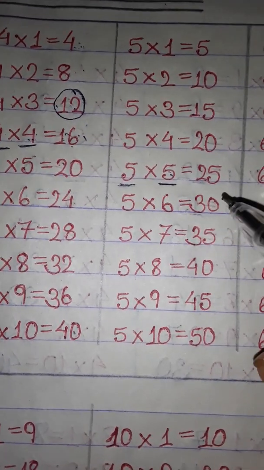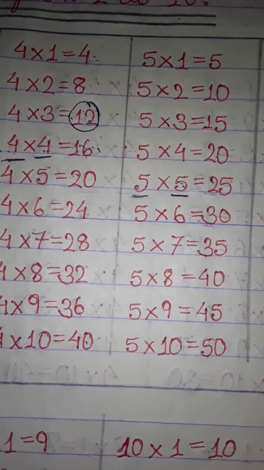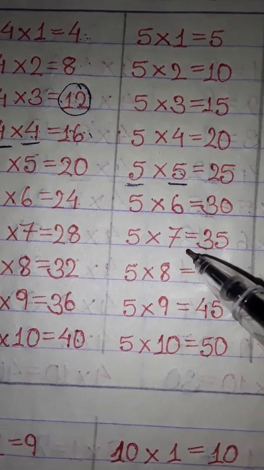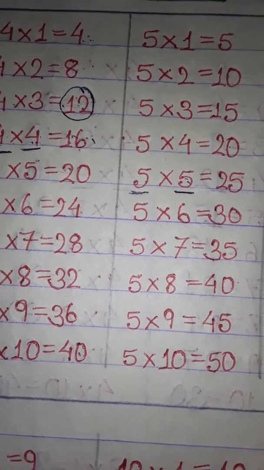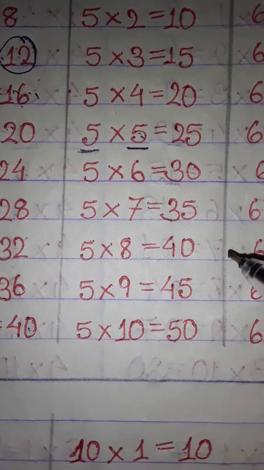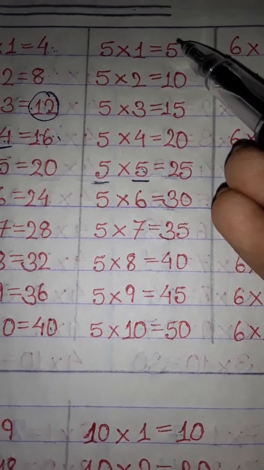For getting the answer of 30, you have to just add 25 plus 5, the answer will be 30. Now the next one is 5 into 7 is equal to 35. For this you have to just add 30 plus 5 is equal to 35. Now the next one is 5 into 8 is equal to 40. For getting the answer of 40, you have to just add 35 plus 5.